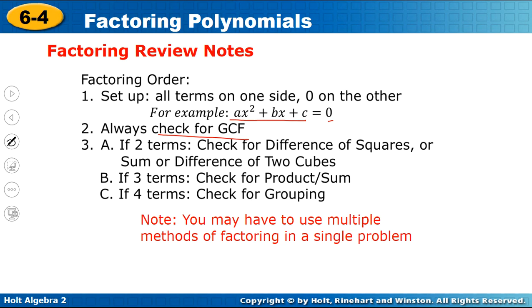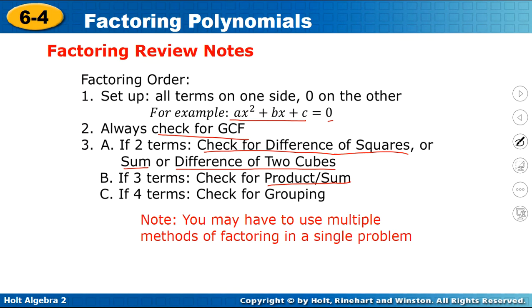After you've done that GCF, there may be more factoring to do. If there are 2 terms, you want to check for one of these methods. Check for difference of squares, sum of 2 cubes, or a difference of 2 cubes. We haven't gone over sum or difference of 2 cubes, and we will in another video. Those methods apply to 2-term polynomials. If there are 3 terms, check for product and sum, another method that we'll cover in this video. And if there are 4 terms, check for factoring by grouping, which is something you'll see when we cover the product and sum method as well.